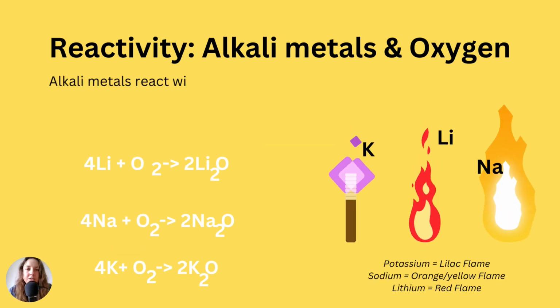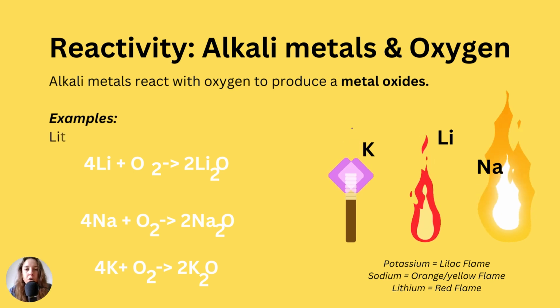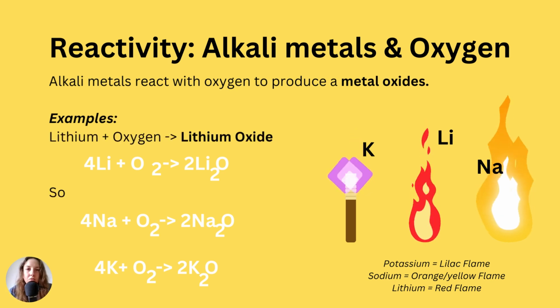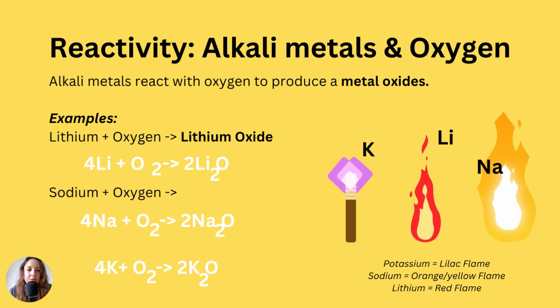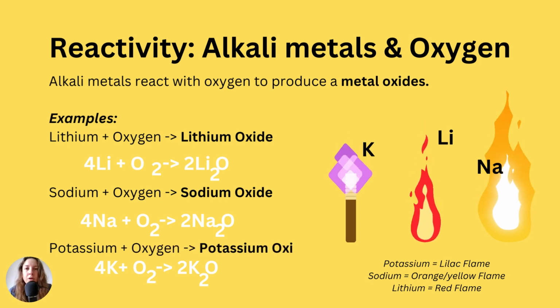Now, what happens when alkali metals react with oxygen? Well, they form metal oxides. An example being sodium plus oxygen goes to make sodium oxide, and you can see the various other examples there. But we can also look at how the alkali metals respond when we burn them in oxygen too, and we actually do a combustion reaction.